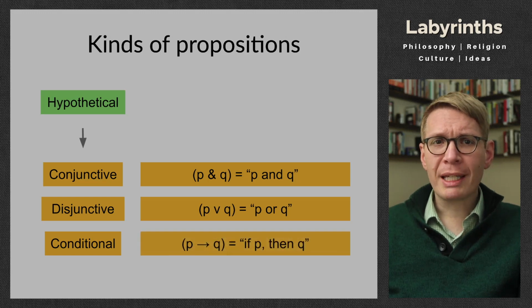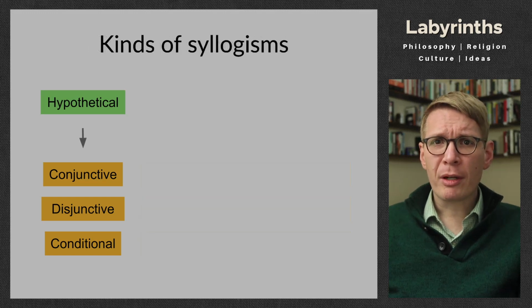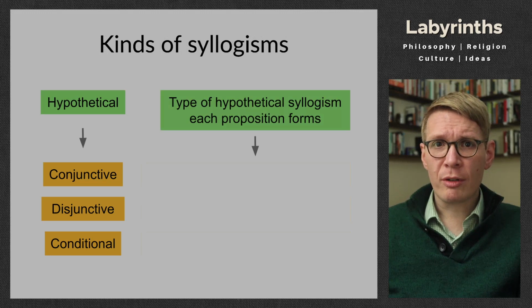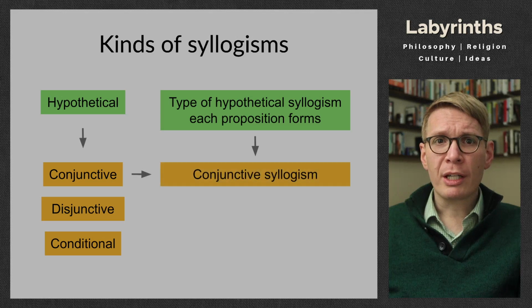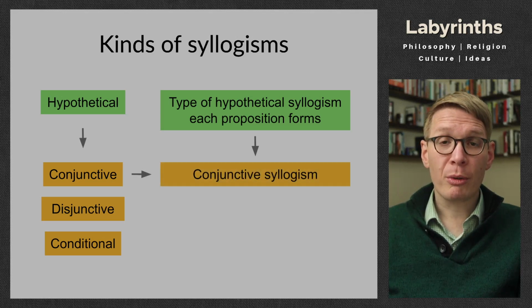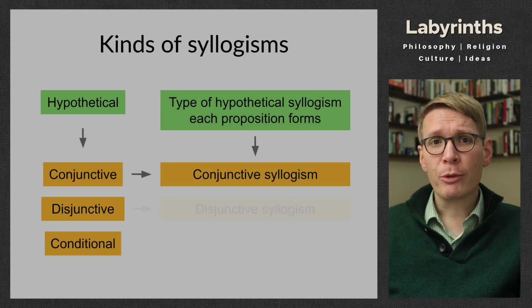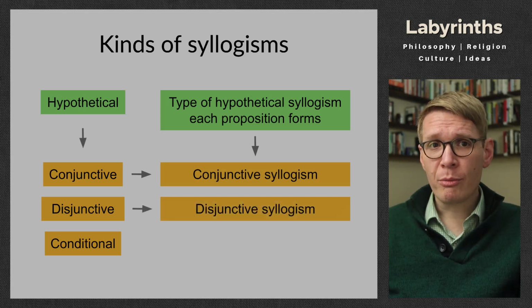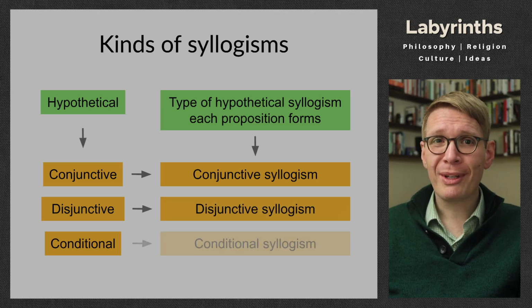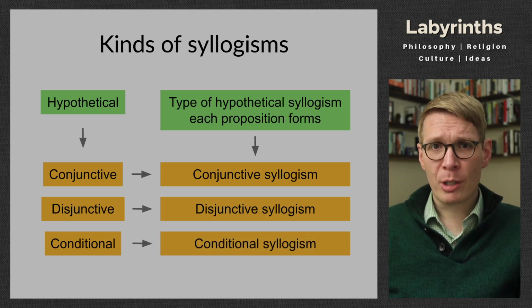And then finally, we saw conditional hypothetical propositions in the form of if P, then Q. So here the order matters, and the first term is called the antecedent, and the second one is called the consequent. This we've all seen already. Now, the thing is, our hypothetical arguments are going to line up with each of those three kinds of hypothetical propositions. So a conjunctive syllogism consists of conjunctive propositions, a disjunctive syllogism of disjunctive propositions, and you guessed it, a conditional syllogism of conditional propositions.